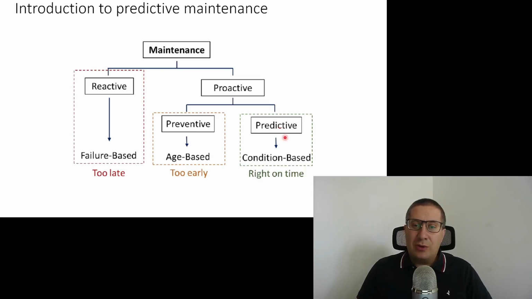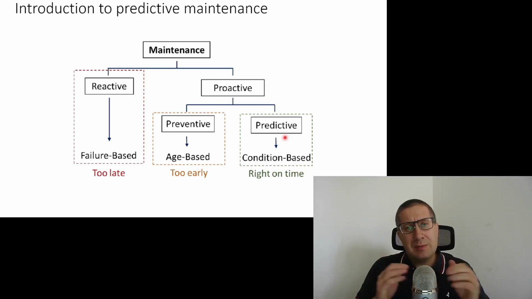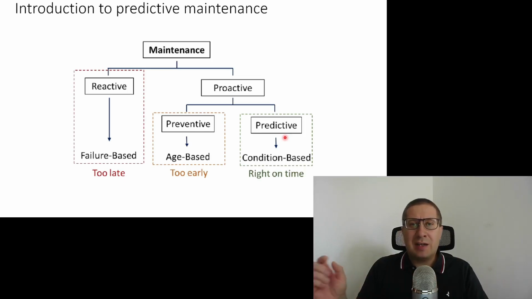But the new approach is the predictive maintenance. So this is the condition-based approach. So in this approach, we try to do the service and maintenance action right on time, when the device needs it, when there is a risk of a failure, when we are predicting that the failure may happen in the nearest future. And we will talk about this approach today.